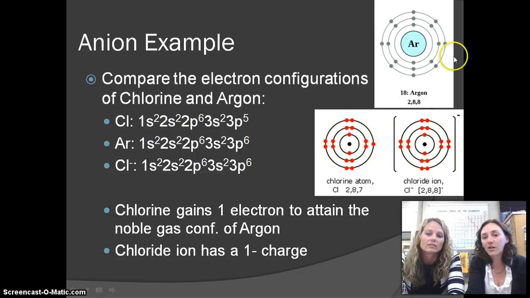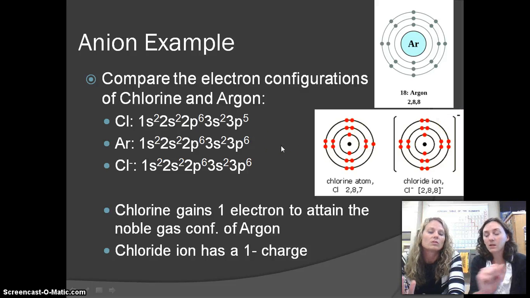If you look at argon, argon is also going to have 8 in its outermost shell. Chlorine wants to resemble it, so the chloride ion has 8 valence electrons. The electron configuration goes from 3p5 now to 3p6. And now notice it's in brackets and it has a negative. That's how you represent an anion if you're going to draw the Bohr diagram of it.